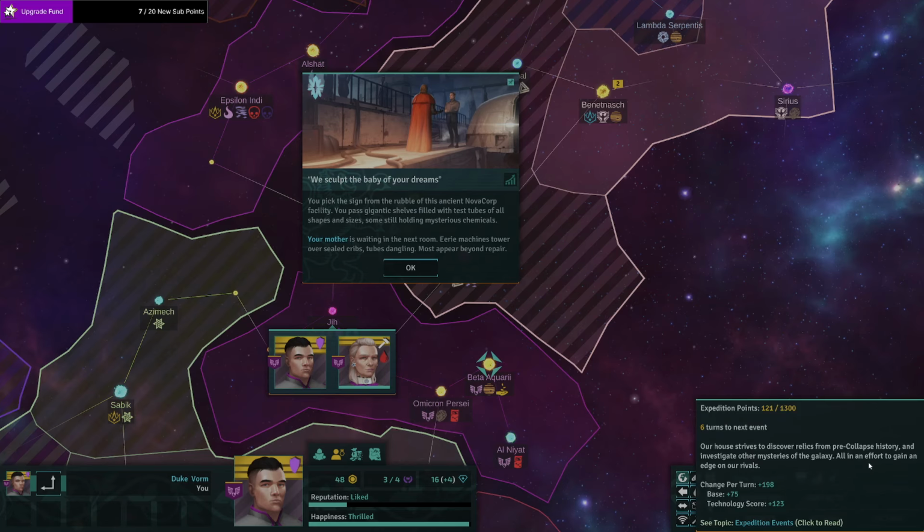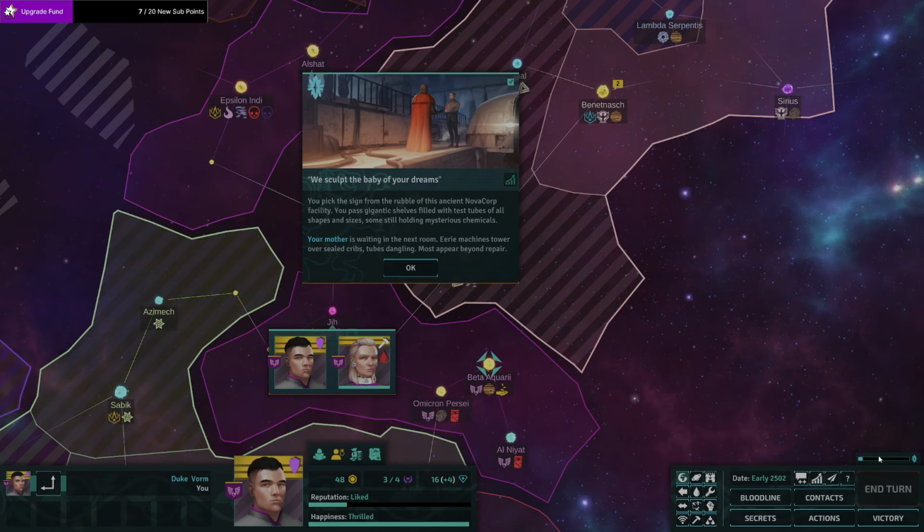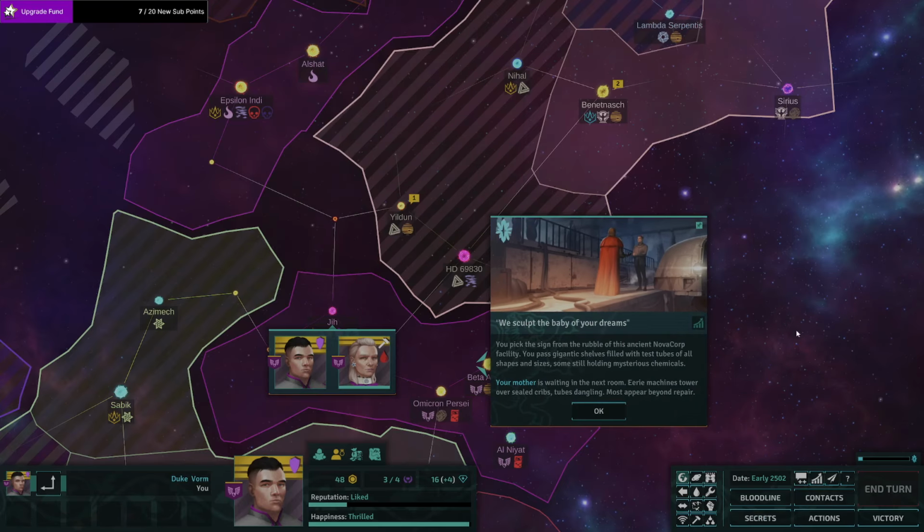Uh-oh. So that noise you just heard was the expedition firing off. So we earned enough points, and this is the expedition event. I haven't seen this one. You pick the sign from the rubble of this ancient Novacorp facility. You pass gigantic shells filled with test tubes of all shapes and sizes, some still holding mysterious chemicals.